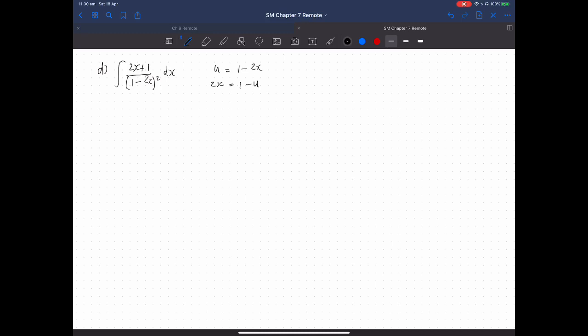If you look on the top line, it has 2x there. I could have solved for x and then multiplied through by 2, but that's making more work than needs be. The other thing I need to get involved in here will be a derivative of u with respect to x, du dx. du dx is the derivative of 1 minus 2x with respect to x, which is minus 2.